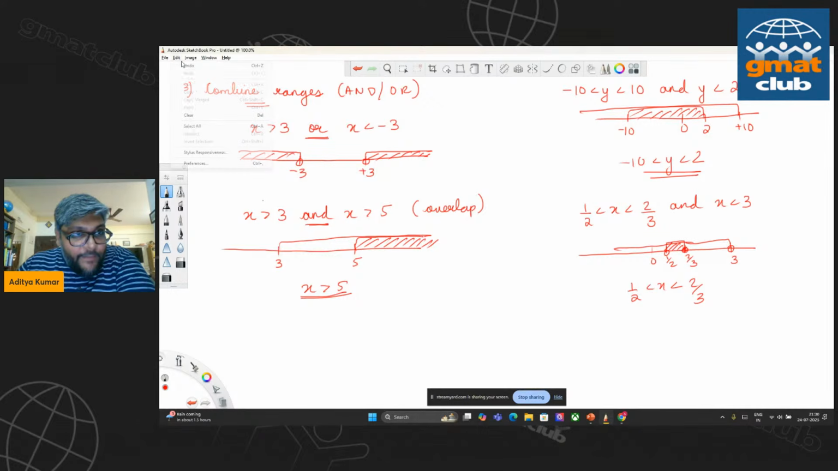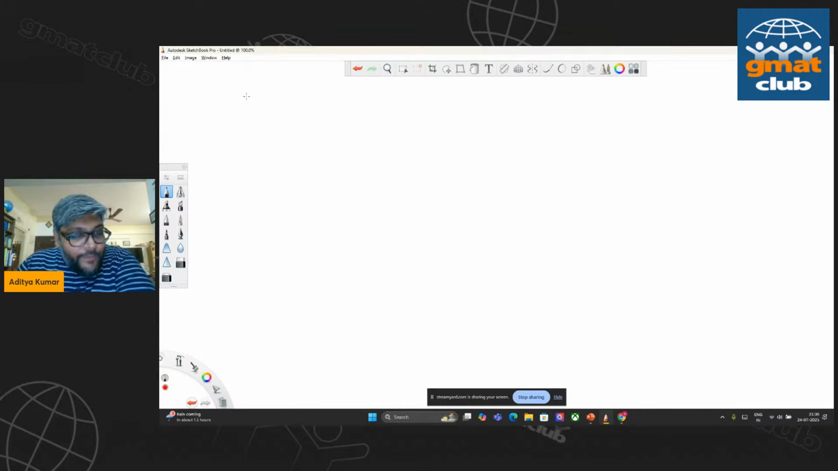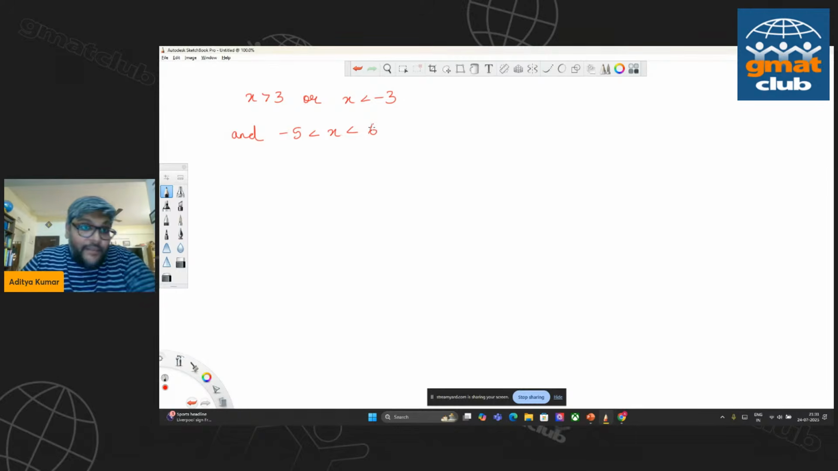Let's make it even more complex. So I'm going to give you x is greater than 3 or x is less than minus 3 and x is between minus 5 and plus 6. So now I've given you 3 ranges. x is greater than 3 or x is less than minus 3 and x is in between minus 5 and 6. So what would be the overall range of x? Don't try to do it in your head. Plot it out, visualize the regions, see where it overlaps.